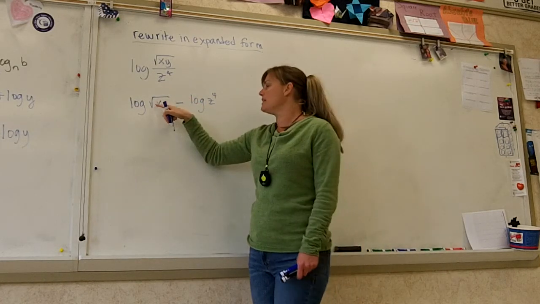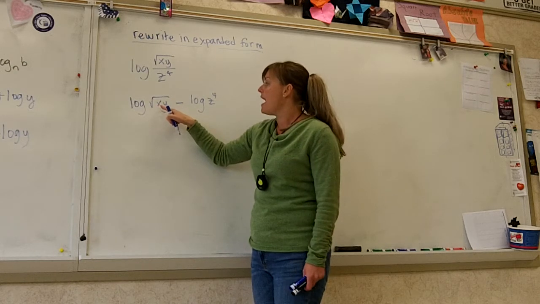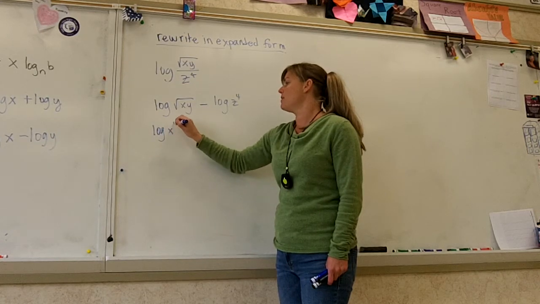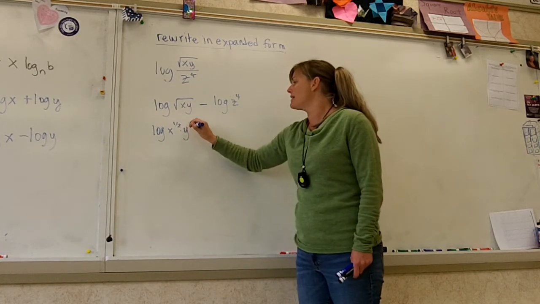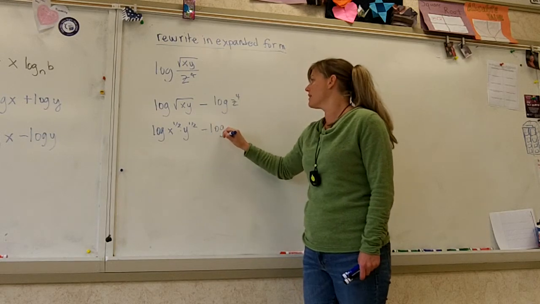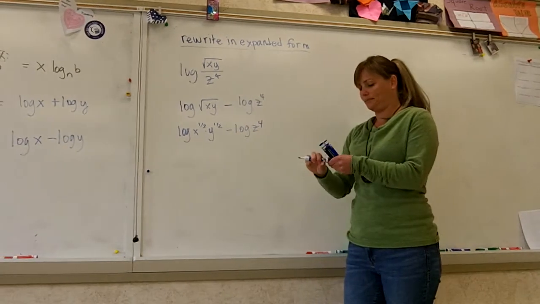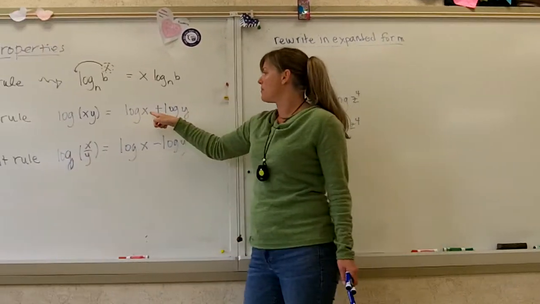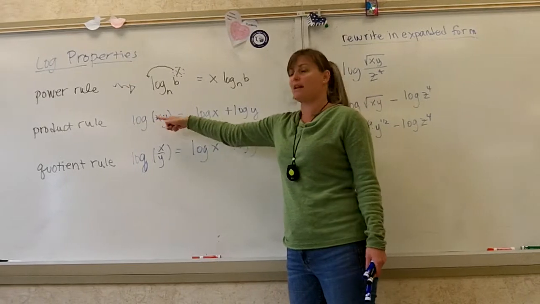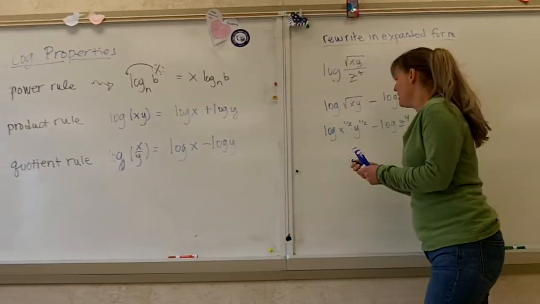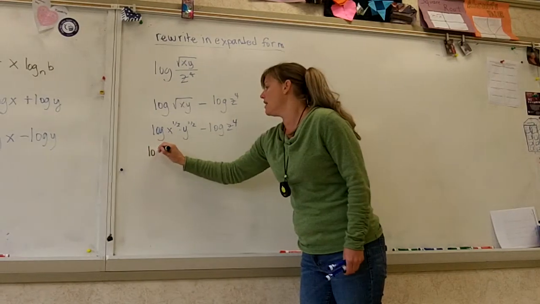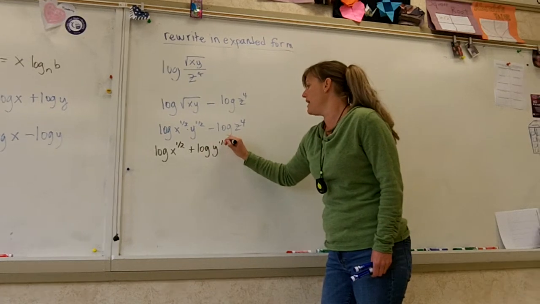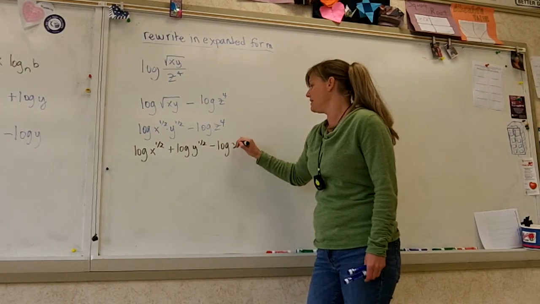Now remember, square root is really the same thing as 1/2 power. And because I'm square rooting x and y, these are really both log x to the 1/2 power times y to the 1/2 power minus log z to the fourth. Okay? Now here, because I'm multiplying these two together, I can use the product rule, and instead of multiplying, just write them as two logs stretched out. So I'm going to write it as log of x to the 1/2 plus log of y to the 1/2 minus log of z to the fourth.